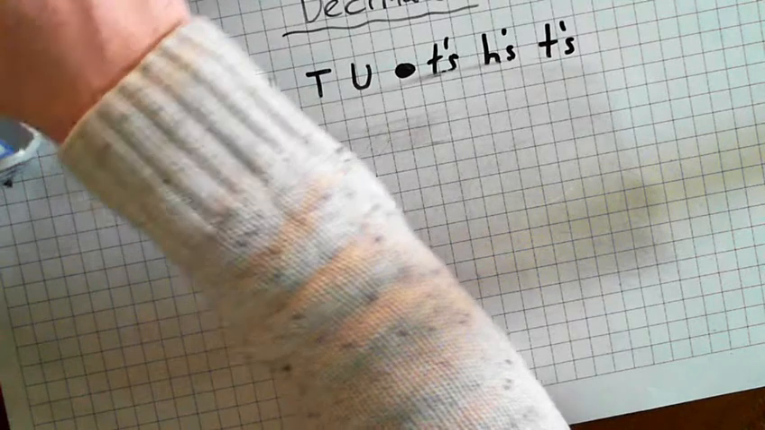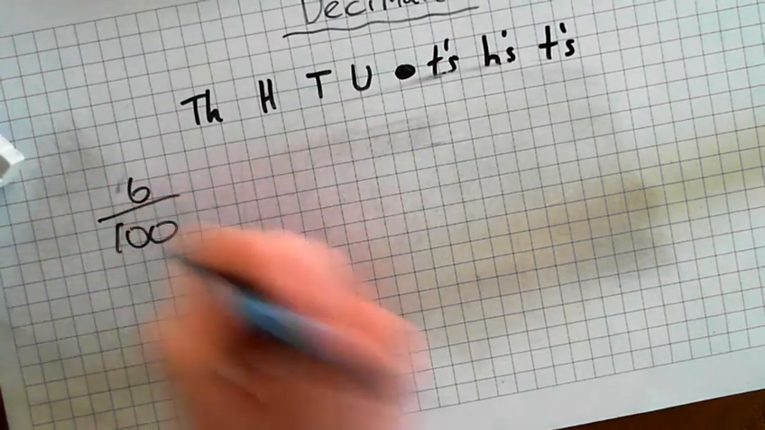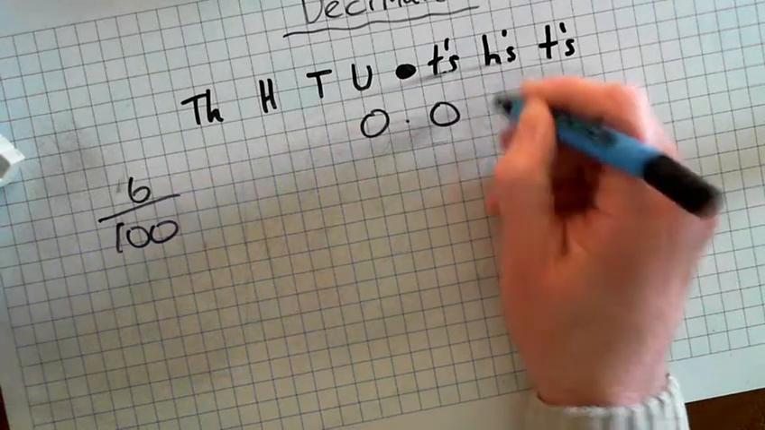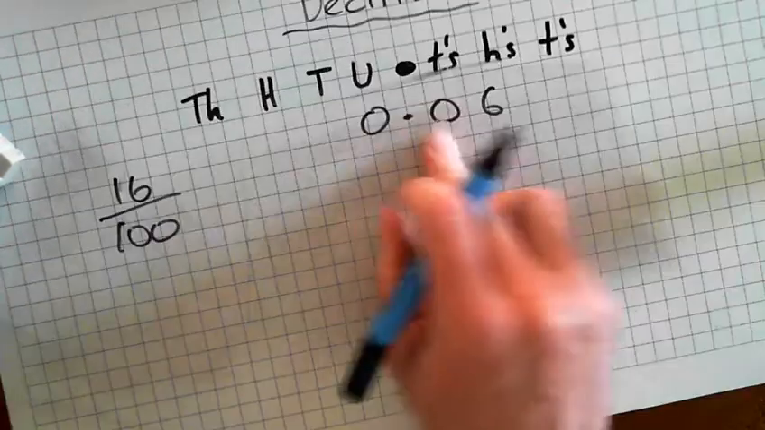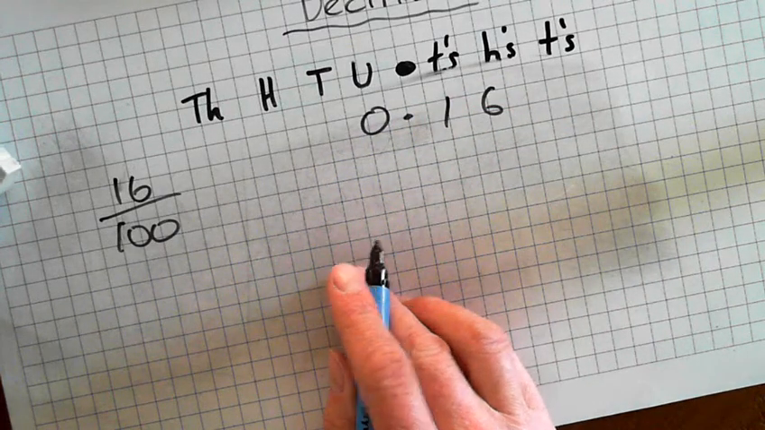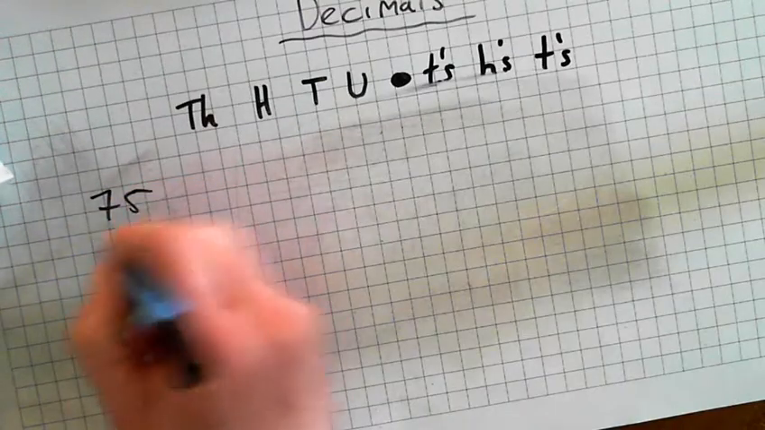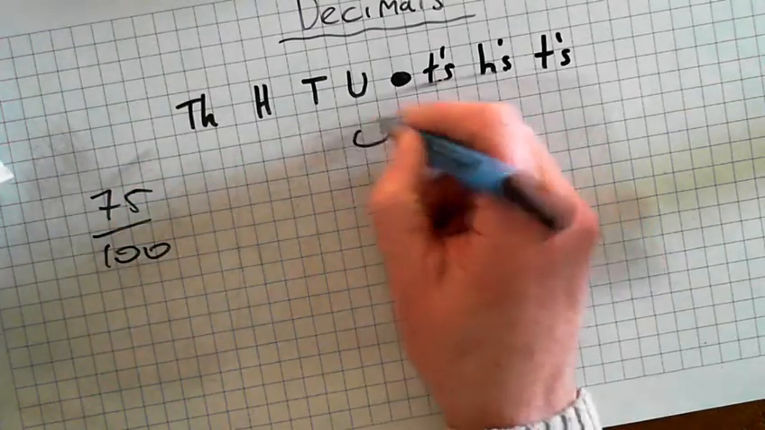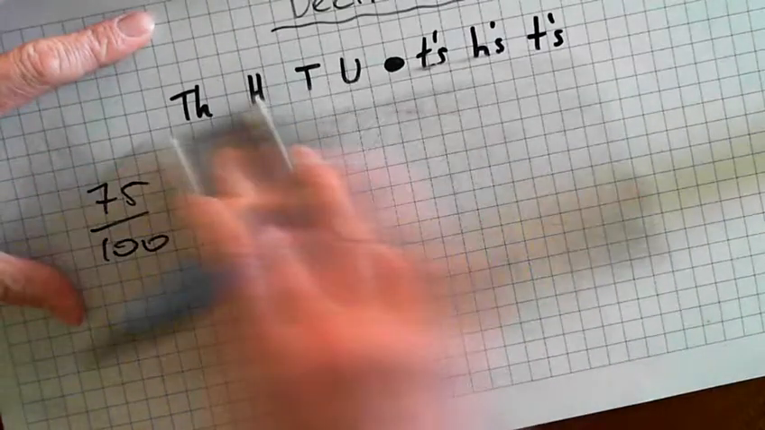Let me see. 16. Well, what's 6 over 100 first? 0.06. Now what happens if I write a 1 in there? 0.16. 28. 75 over 100. 0.75. Okay. So they're not too bad.